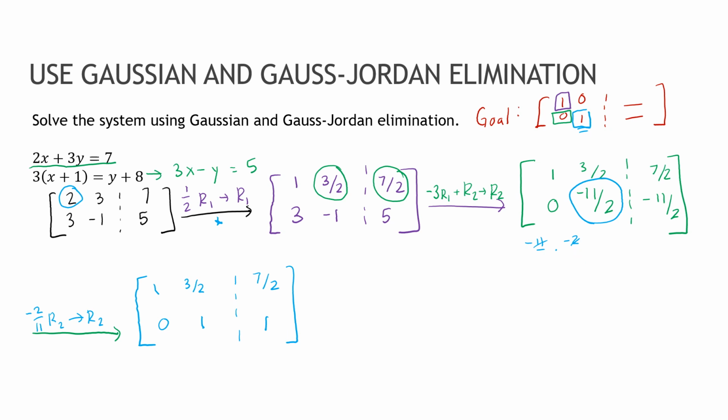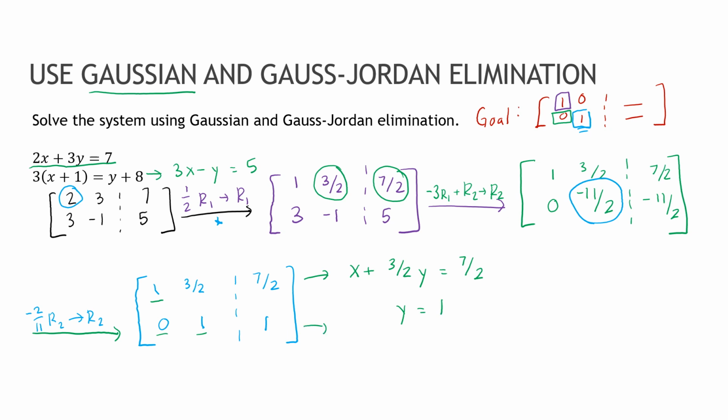Now I'm going to stop here for a moment because I told you there were two methods. The first is Gaussian, and we haven't even really talked about that yet. If I'm doing Gaussian, I'm done right now. Gaussian elimination uses back substitution. So from the point where I have 1s as the first in each of my rows, and I have a 0 underneath each leading 1, which is what I have, I would then write this as x plus 3 halves y equals 7 halves, and then I would write this one as y equals 1.